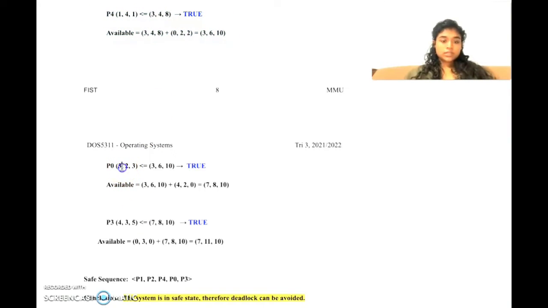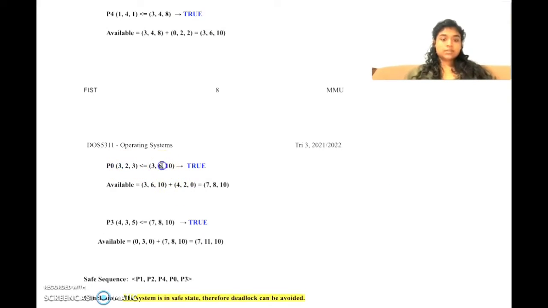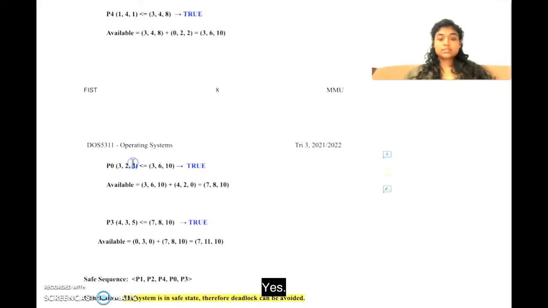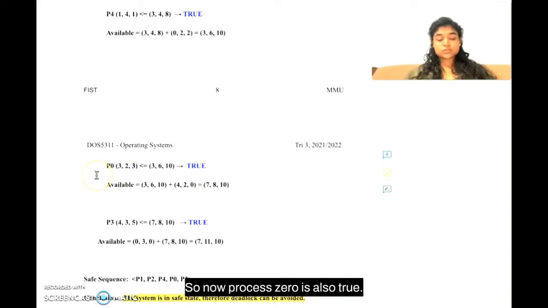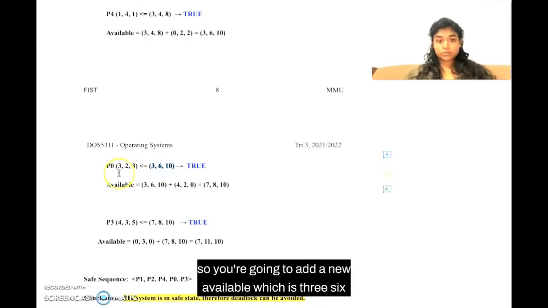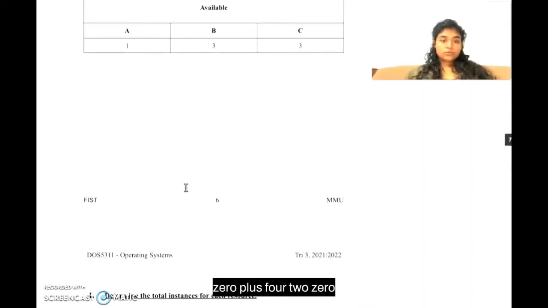Okay, so is this 3 greater than or equal to this 3? Yes. Is 6 greater than or equal to 2? Yes. Is 10 greater than or equal to 3? Yes. So now process 0 is also true. So now that's also functioning. So since that is true, you're going to add in a new variable.